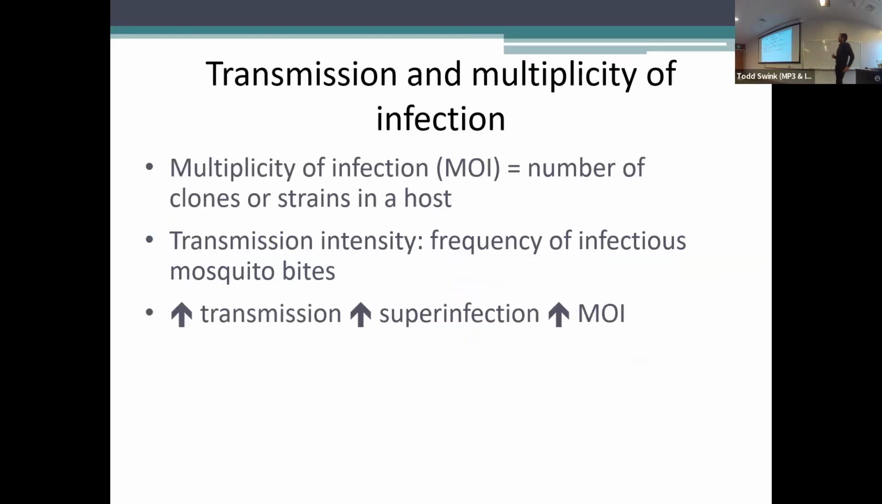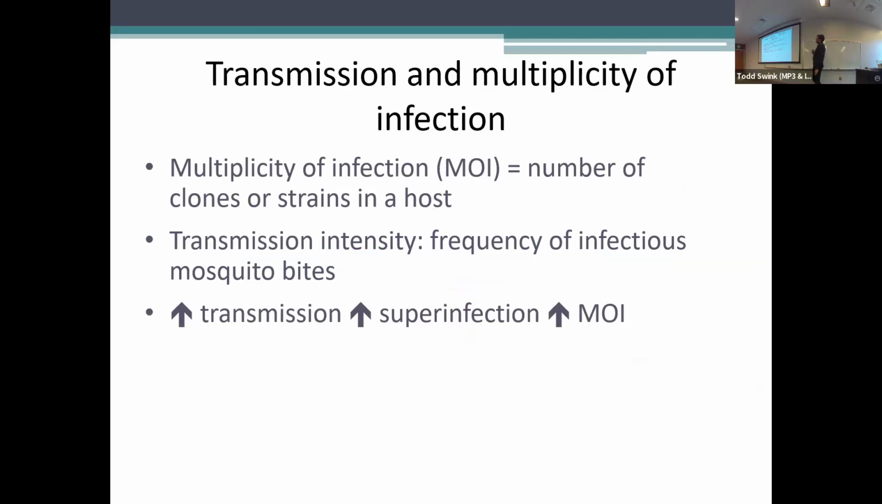When we think about malaria infections, what we often find is that individuals are infected with multiple strains of the parasite, not just one. We refer to that as multiplicity of infection, the number of clones or strains, however you want to call them, inside a host.